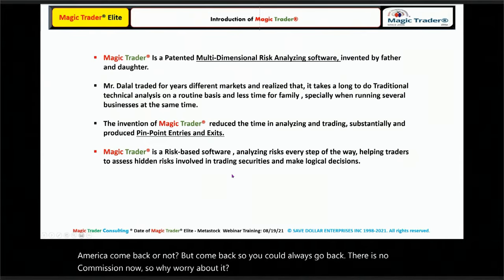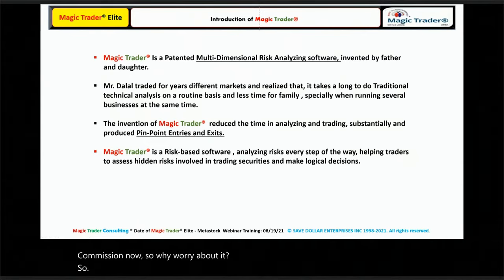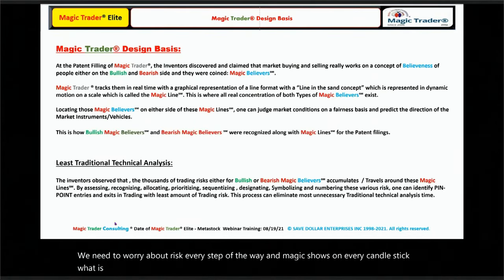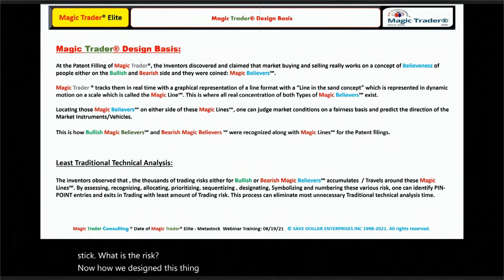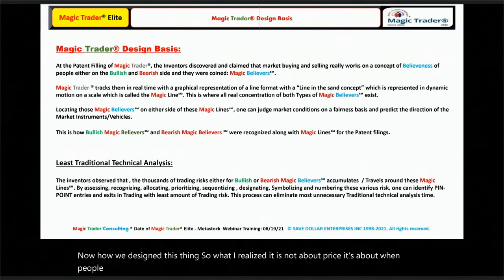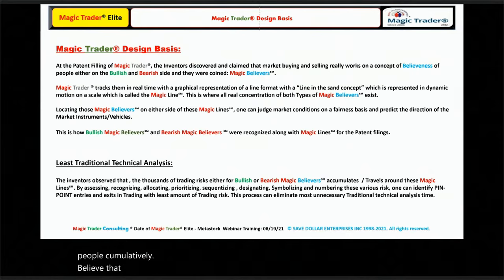So we need to worry about risk every step of the way, and Magic Trader shows the risk on every candlestick. Now, how did we design these things? What I realized is that it is not about price. It's about when people cumulatively believe that this is the time they want to get in, and that creates the trend.